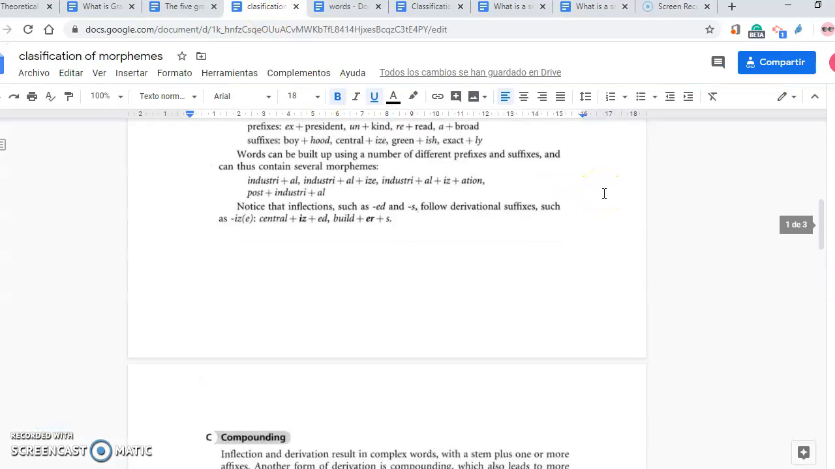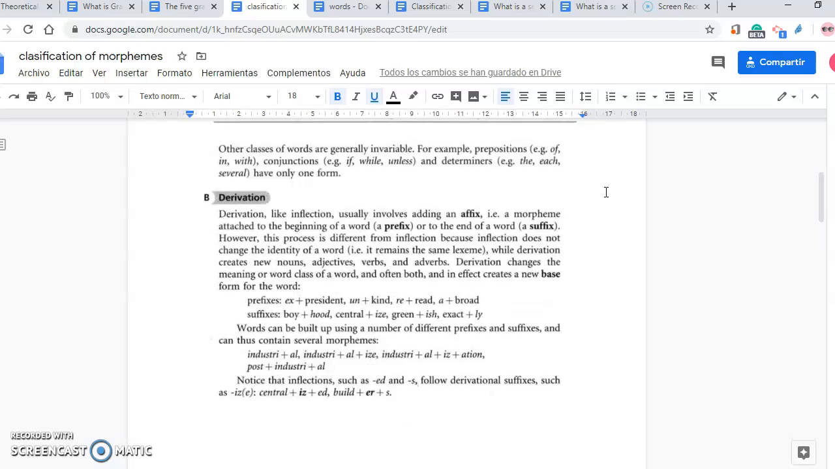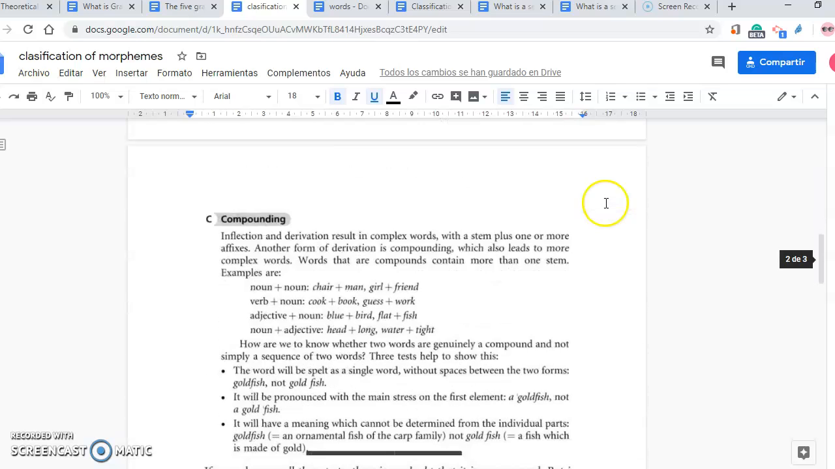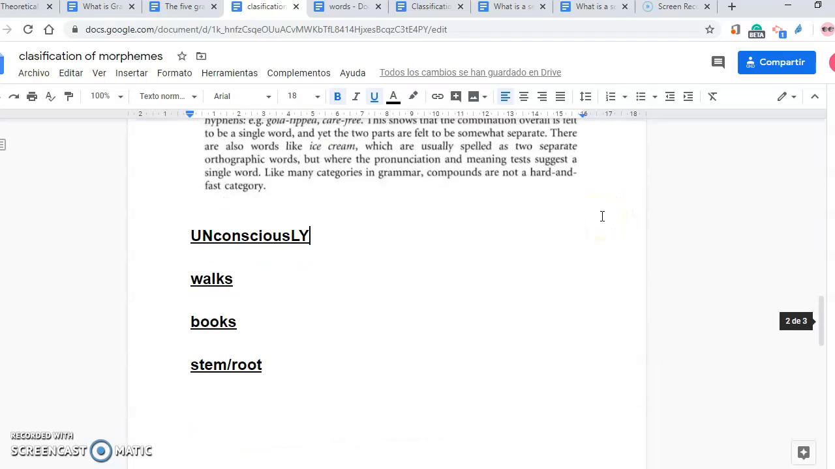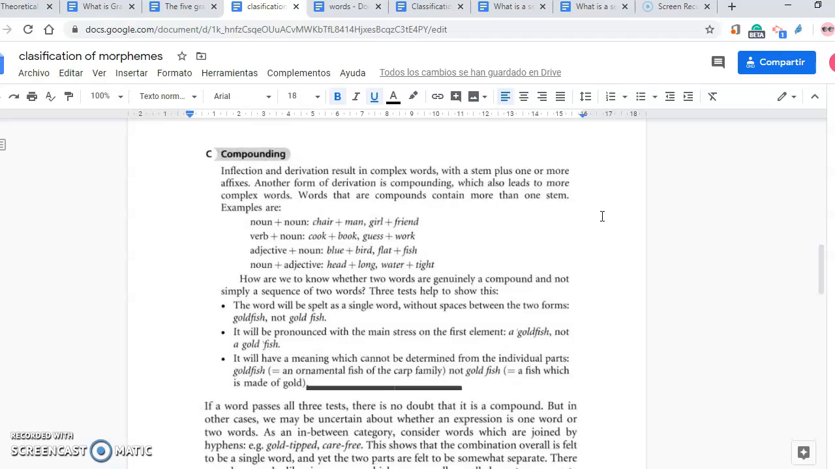So we have just seen inflection and derivation, and the other classification of words is compounding. That is to say, new words can be born when you compound, when you combine two elements. For example, chair plus man makes chairman, a word that is not used anymore. Chairperson is used nowadays.